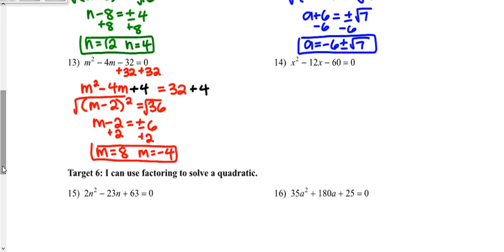And then on the last one for complete the square, starting the same way, I'm going to add 60 to both sides. So we have x squared minus 12x equals 60. And then I'm going to take half of the middle term. Half of the middle term is negative 6. Squared is 36.